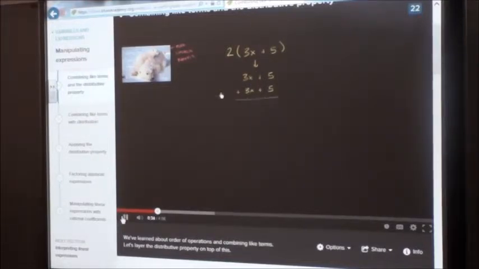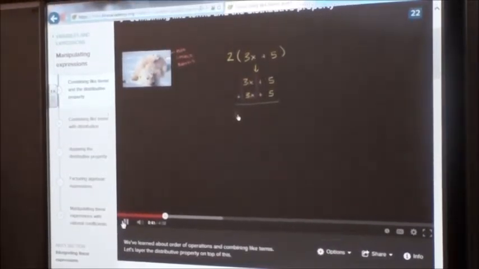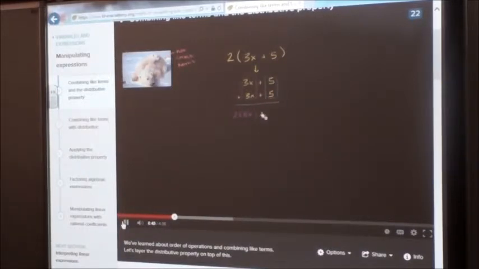Well, this is the same thing as, if we just look at it right over here, we now have 2 3x's. So we can write it as 2 times 3x, plus we have 2 5s. So plus 2 times 5.